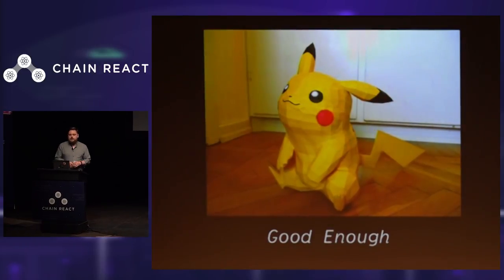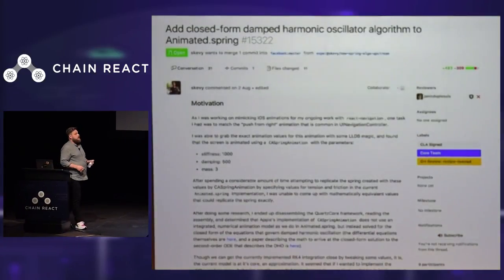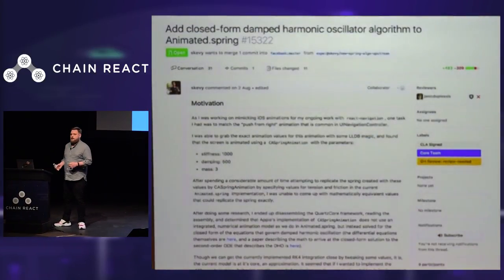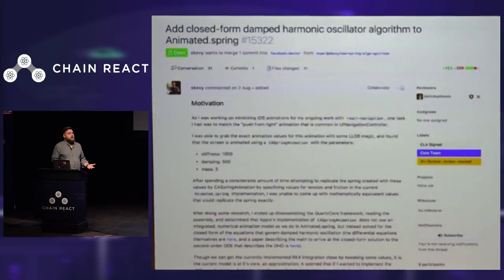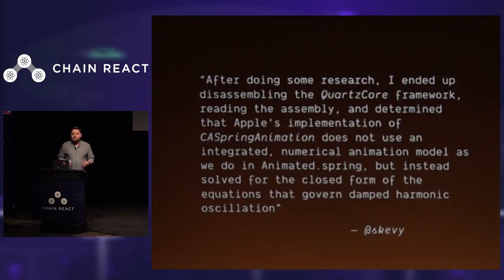I think the best example of this mentality to me is Adam Miskovich, or Skevy, who worked at Expo and then at Airbnb. He was working on React Navigation, and he noticed that there's this transition animation that doesn't look quite right. It doesn't look quite like iOS does. Let me read you this paragraph, because I think this is one of the best PRs I've ever seen in my life.